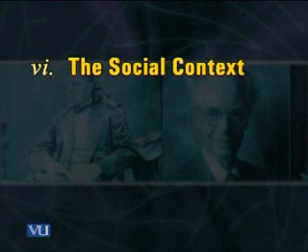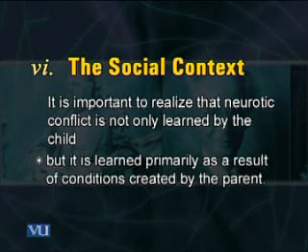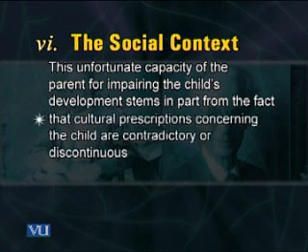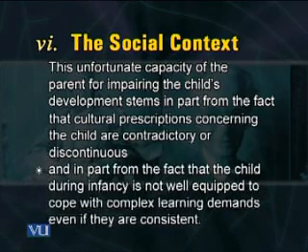Number six, the social context. It is important to realize that neurotic conflict is not only learned by the child, but it is learned primarily as a result of conditions created by the parents. This unfortunate capacity of the parent for impairing the child's development stems in part from the fact that cultural prescriptions concerning the child are contradictory or discontinuous, and in part from the fact that the child during infancy is not well equipped to cope with complex learning demands, even if they are consistent.